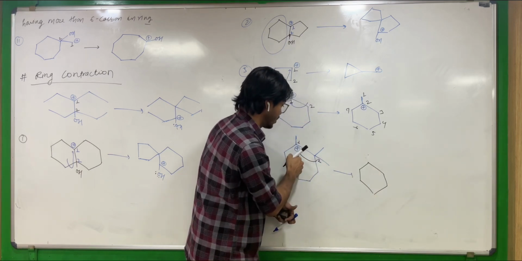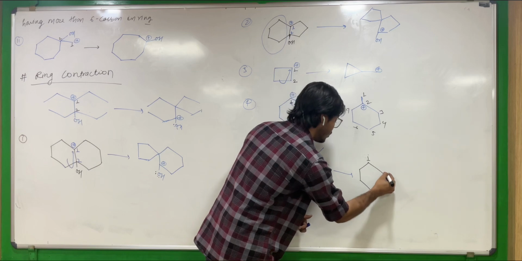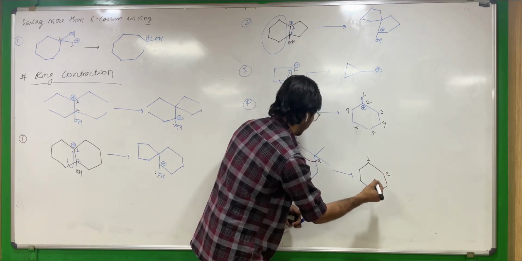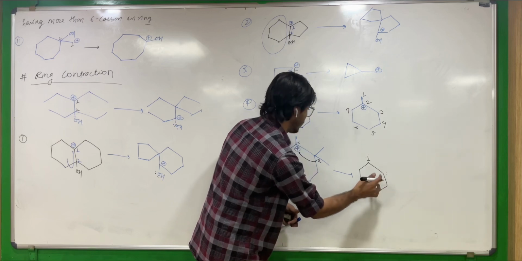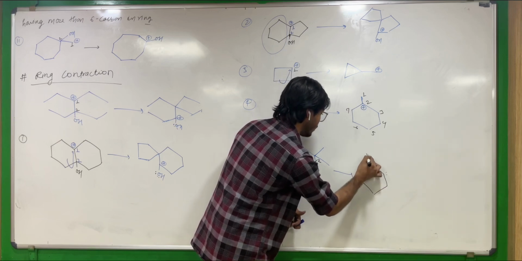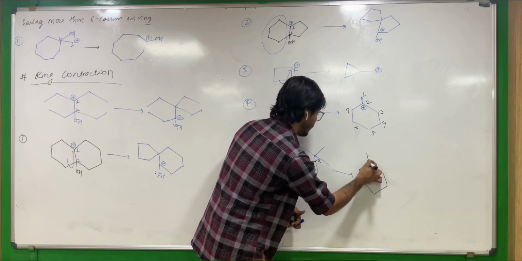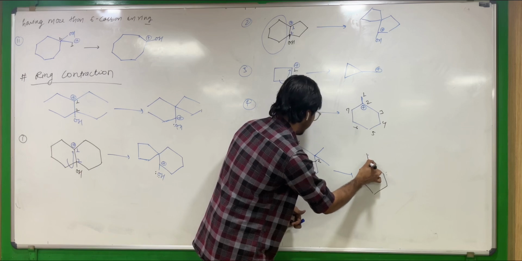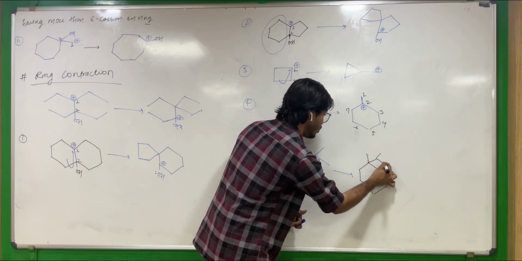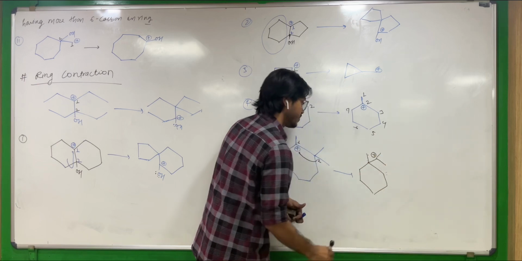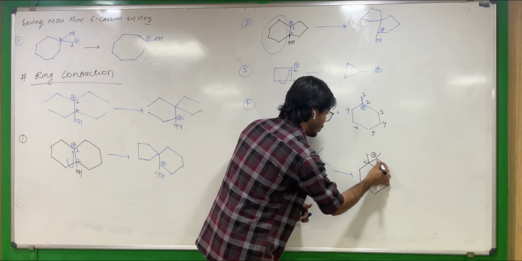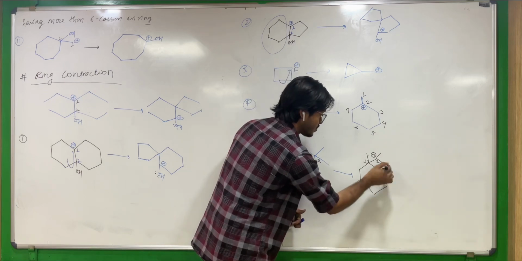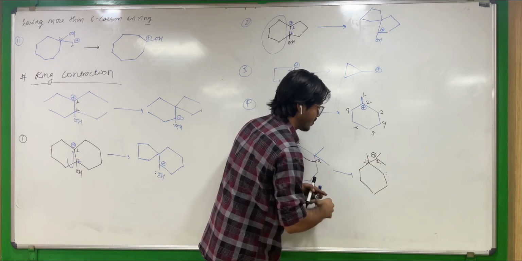This bond is moving here. So carbon number 1, 2. It will be like 1, then this will become 2 and positive will come here. So this will be product 1, this will be 2. Now this is 1 and this is 2. So this will be the final product in this case.